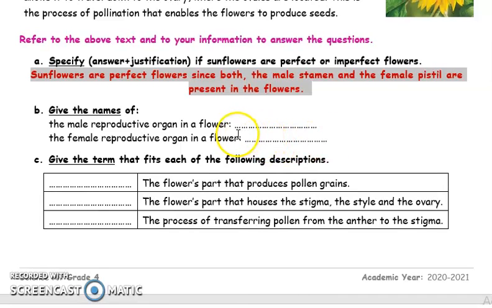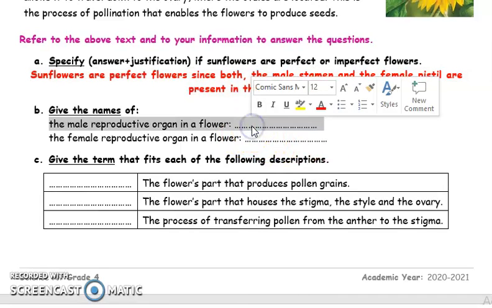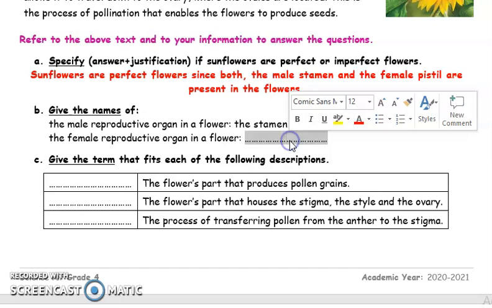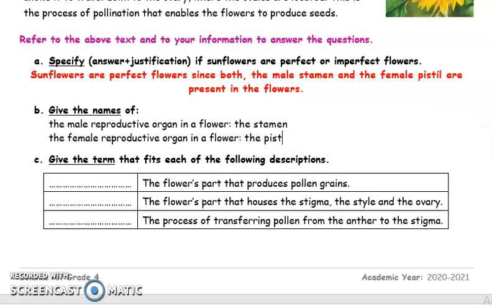What do we call the male reproductive organ? It's the stamen. The female reproductive organ is the pistil or the carpel. The male is the stamen. The pistil or the carpel is the female, the girl.